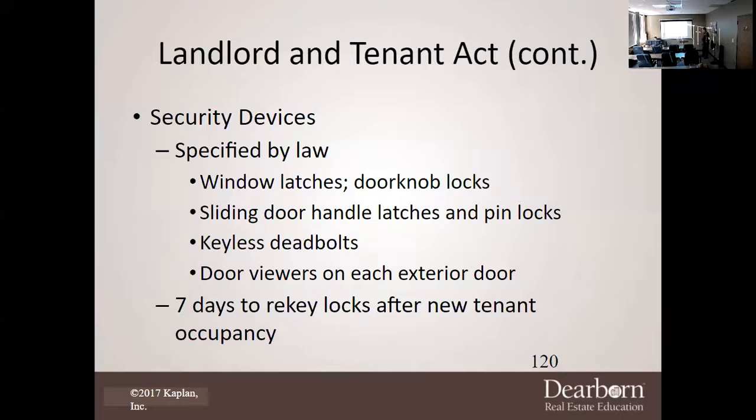Okay, security devices. This is very key too. They're specified by law. There have to be window latches as well as doorknob locks. Sliding door handles must have latches and pin locks, and keyless deadbolts must also be there. Door viewers on each exterior door must also be available. And there is a 7-day period to rekey locks after the new tenant has occupied.